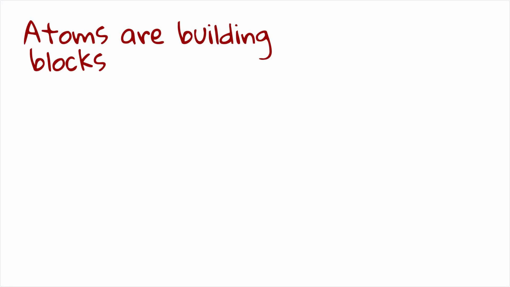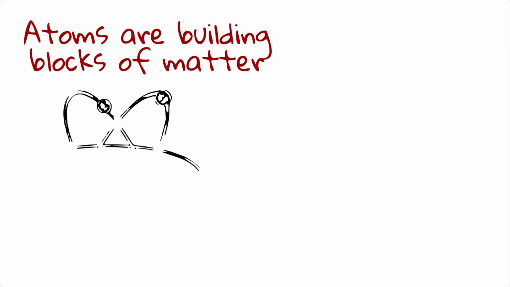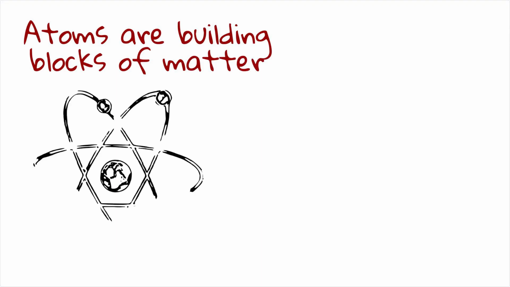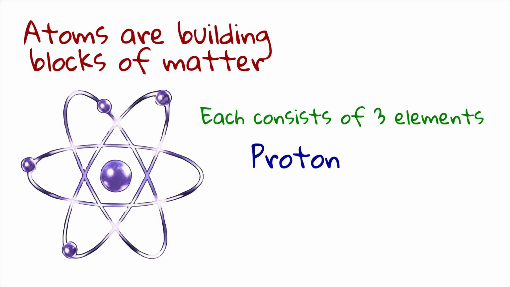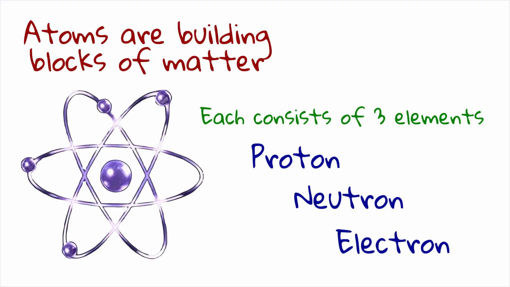Let's look at the smallest element in the universe: atoms. Atoms are made up of three subatomic particles: protons, neutrons, and electrons. These three parts come together to form the building blocks of matter. The universe itself operates in a Trinitarian pattern.